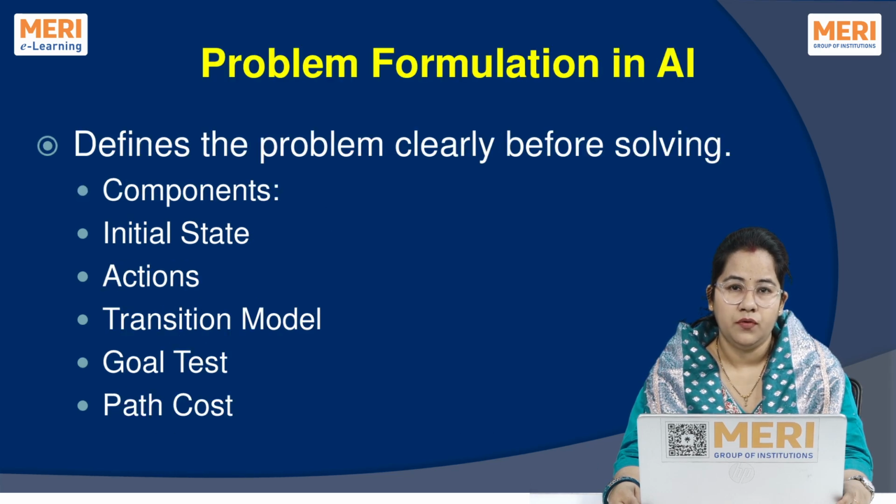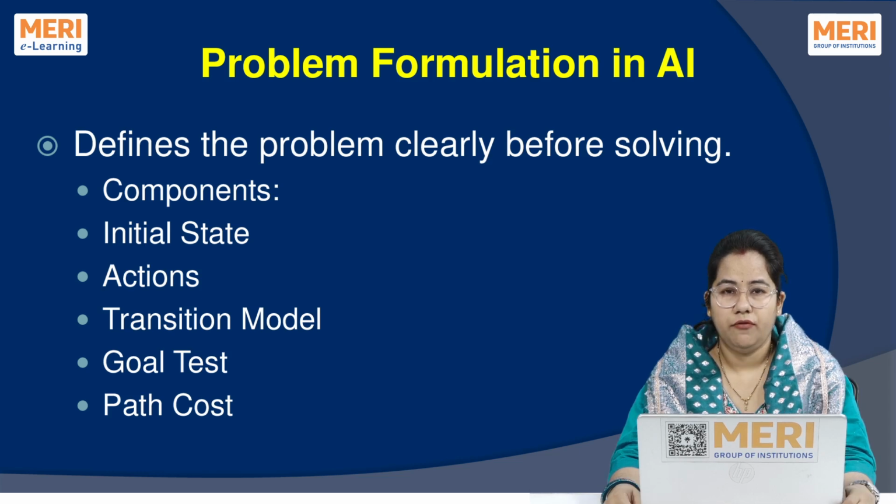Now, problem formulation in AI. After representing the state space, the next important step is problem formulation. Problem formulation means clearly defining the components of a problem so that it can be solved by a search algorithm. A well defined AI problem consists of 5 key components: the initial state, the set of possible actions, the transition model, the goal test, and the path cost function.